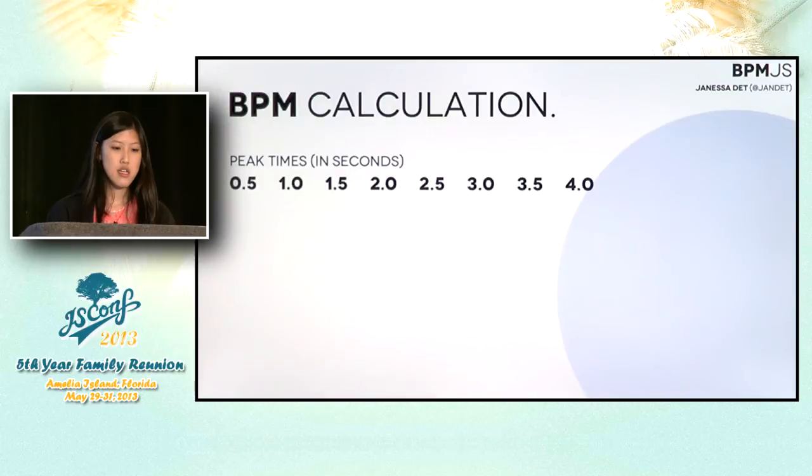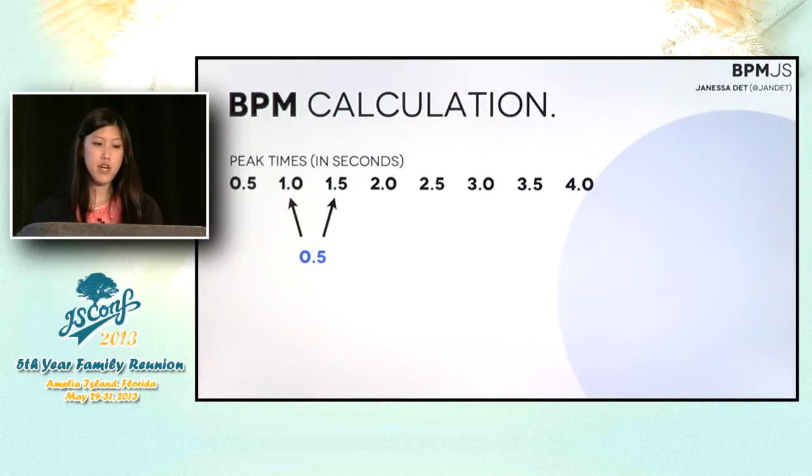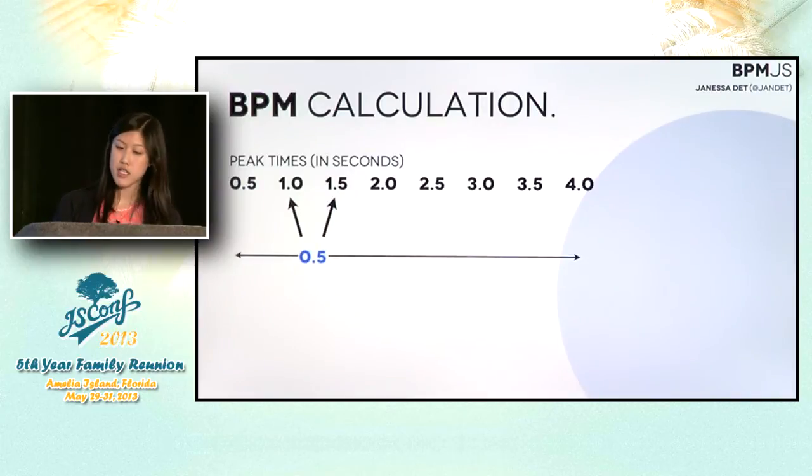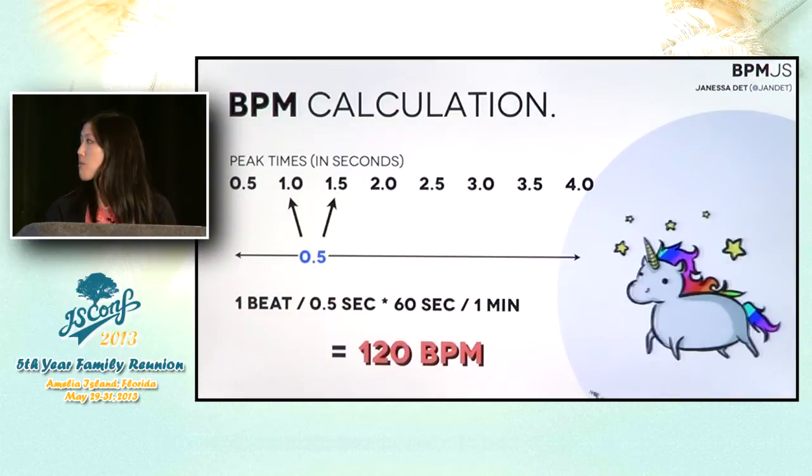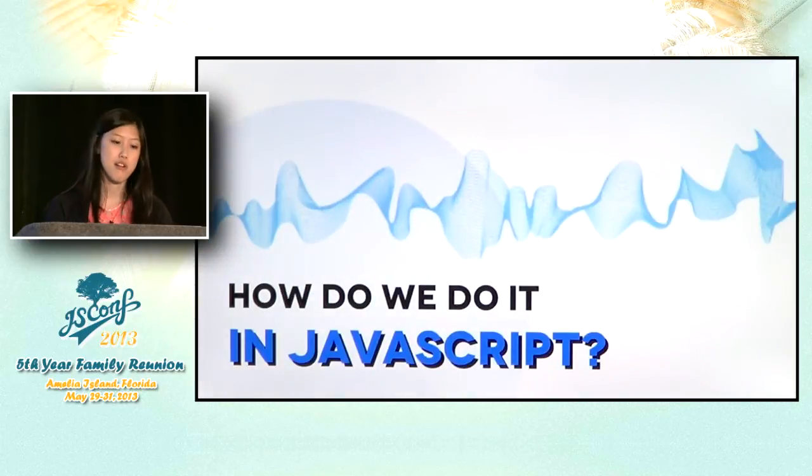Not to bore you too much with the nitty-gritty details, but for peak times, this is a trivial example, say I have a bunch of peak times. It's really simple from here. It's about 0.5 seconds across the way. I average it, and there's a beat every half second, and that's about 120 BPM.